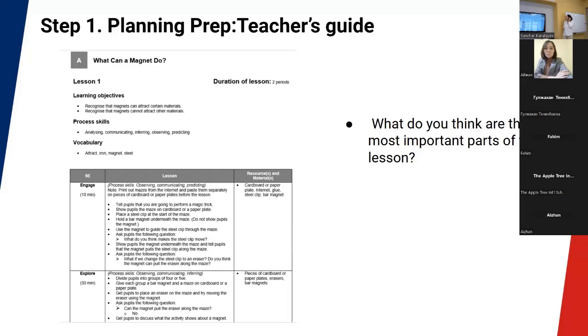Here you can have a look, take your time, and maybe you can tell me what the important parts of the teacher's guide are. What would you focus on while you're planning? Agree. Yes, learning objectives. Exactly. They're very important. Exactly, so engage, explore, right? We will talk about it later. It also has explain, elaborate and evaluate, right? It was divided into sections for a particular reason. Okay, good. So mostly everything is right.